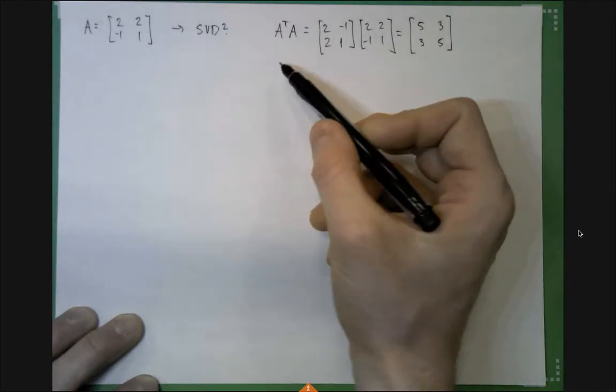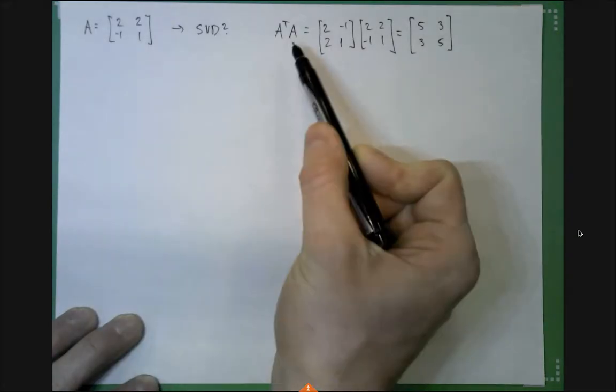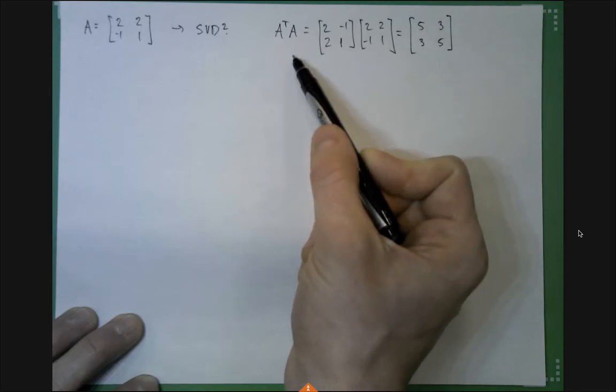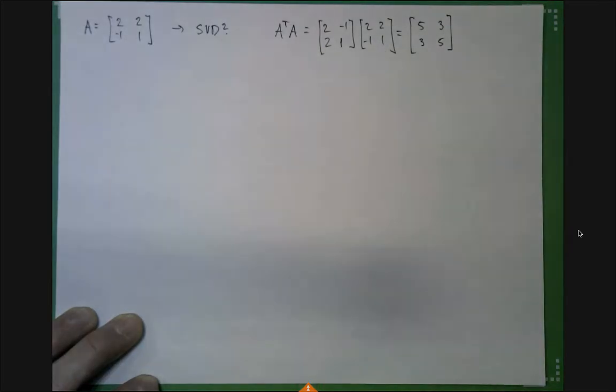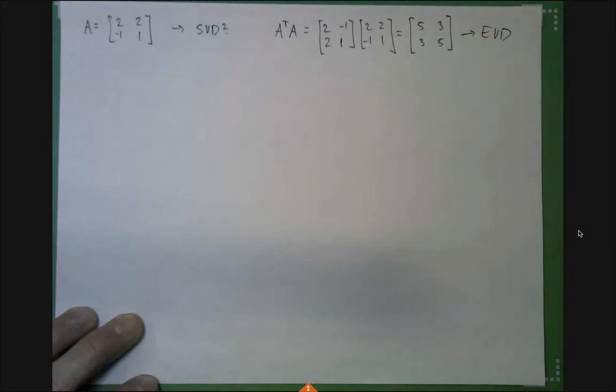So this is the A^T A matrix. And to compute the SVD of the original matrix, we know that we need to find the eigen decomposition of the A^T A matrix. That means find eigenvalues and eigenvectors of it, okay? So meaning now we need to do EVD, eigenvalue decomposition. So how do we do that?